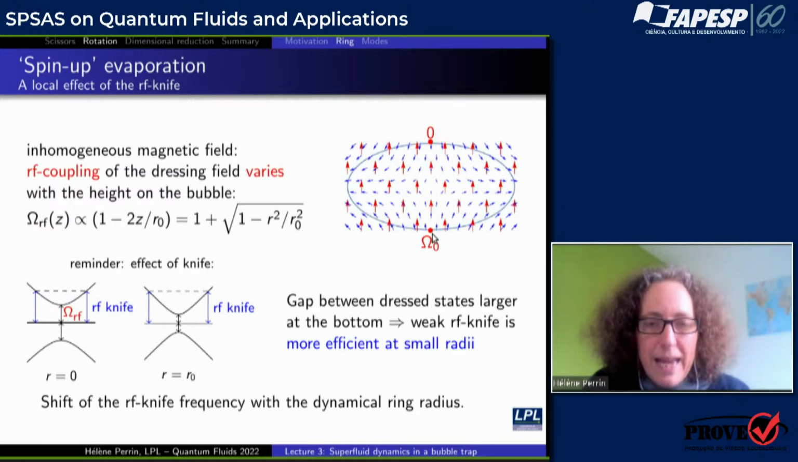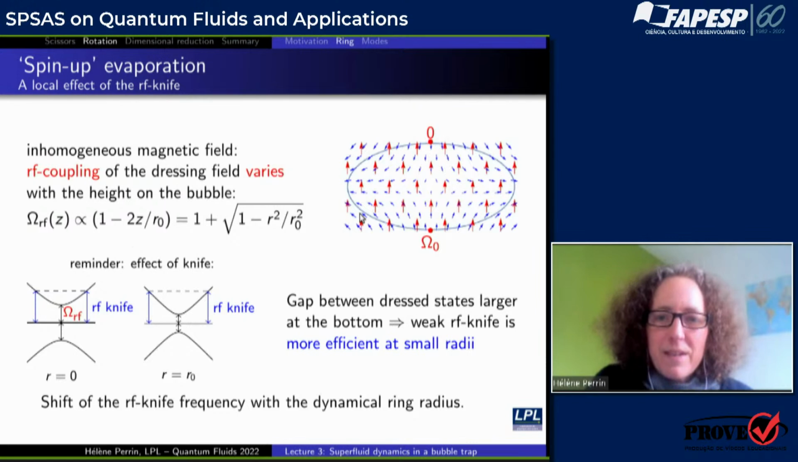And now if I go completely upwards on the bubble, you see that the magnetic field direction is reversed. So with respect to the direction of my magnetic field, now the polarization is just the opposite. With respect to the magnetic field, my polarization, which is still upwards, is now polarized sigma minus, and the coupling is zero.